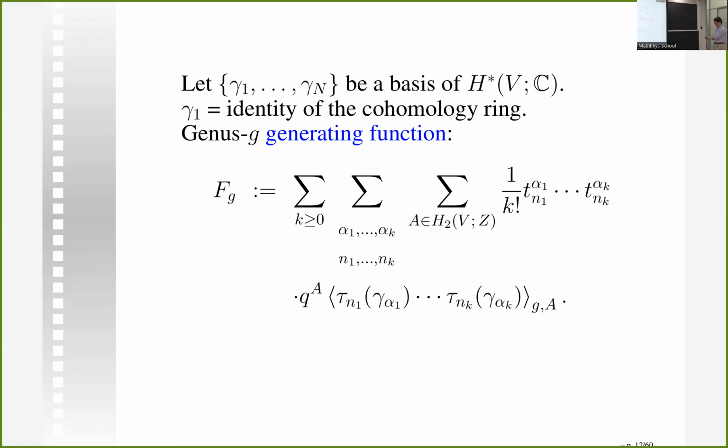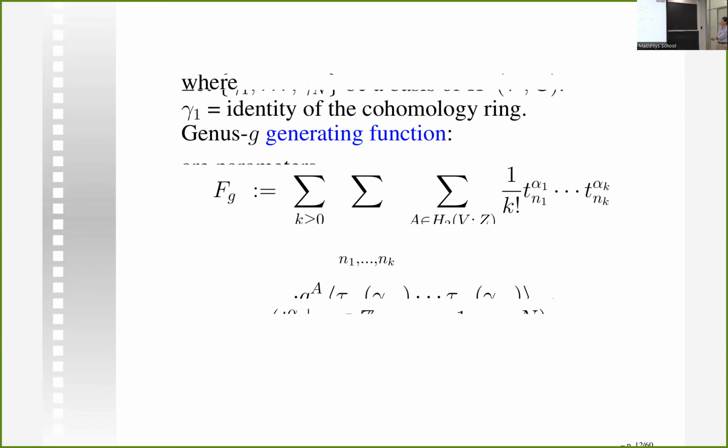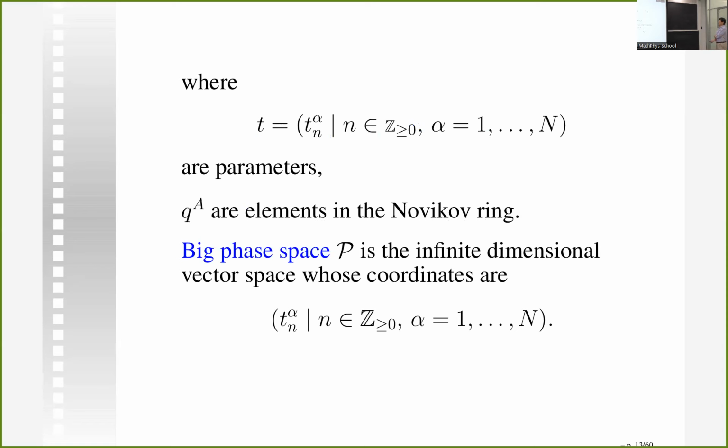Here q to the A is just an element of the Novikov ring, which is intended to avoid the convergence problem. It makes sense of the sum over A. And for the parameters t and alpha, of course alpha is not a power, it's just an index. We can think of these t and alpha as coordinates on an infinite dimensional vector space, which we call the big phase space.